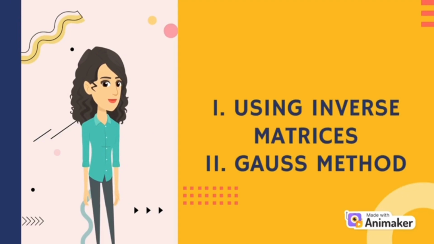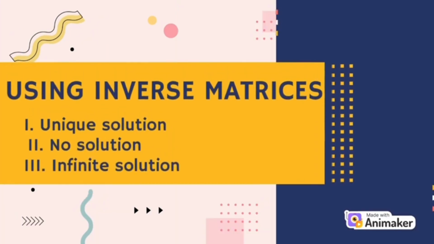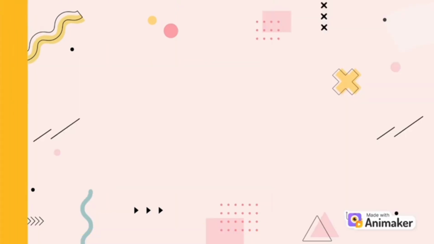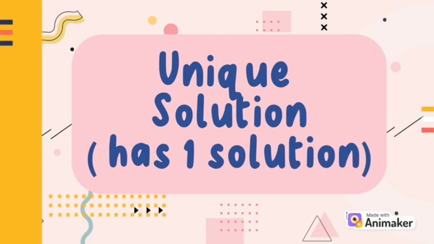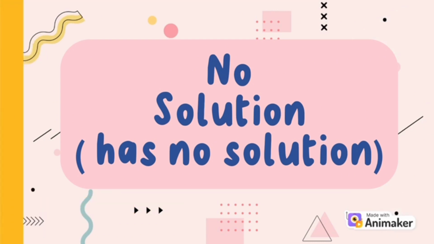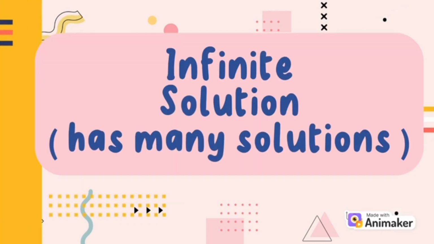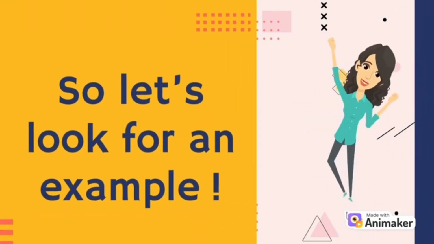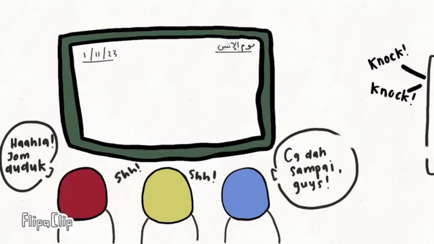So today we are going to learn about matrices, which is the system of linear equations. There are two methods, which are the inverse matrices and the Gauss method. There are three solutions in inverse matrices. The first one is the unique solution, which has only one solution. The second one is no solution, which has no solution. And last but not least is the infinite solution, which has many solutions. So let's look at an example, shall we?